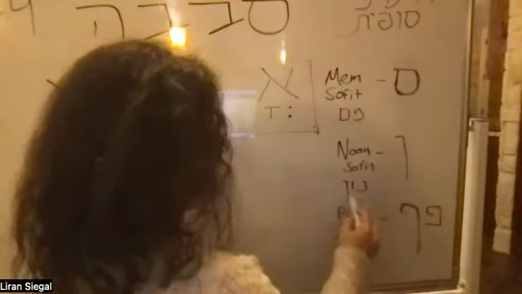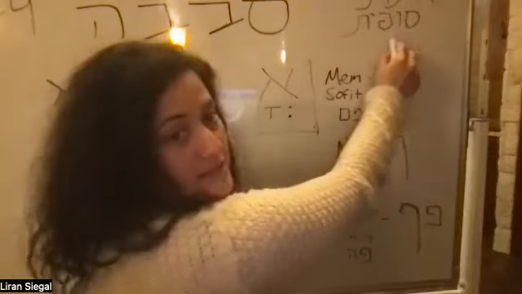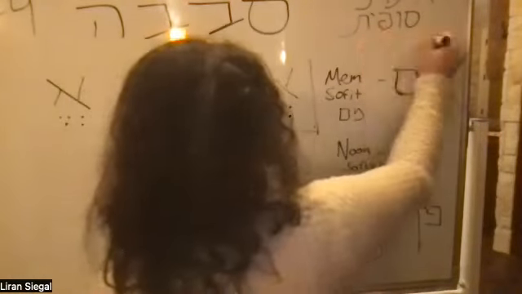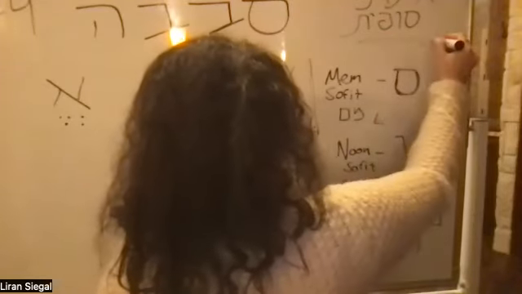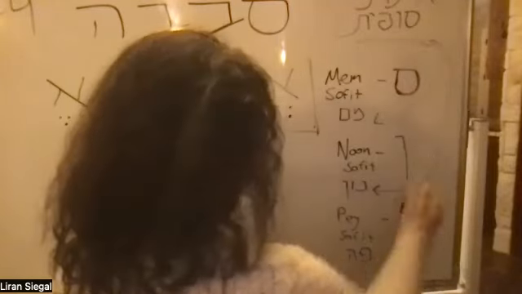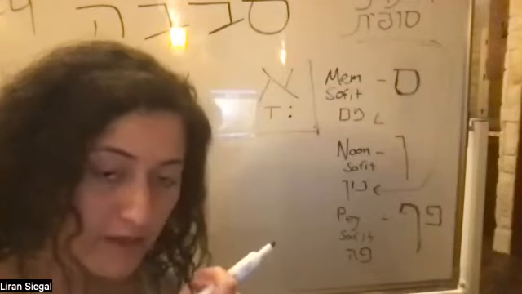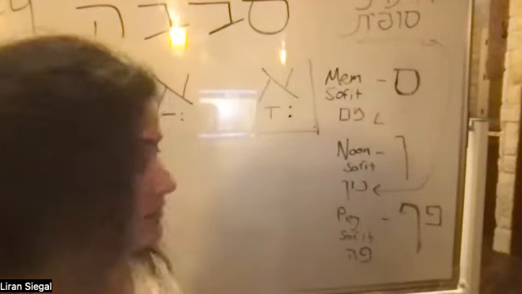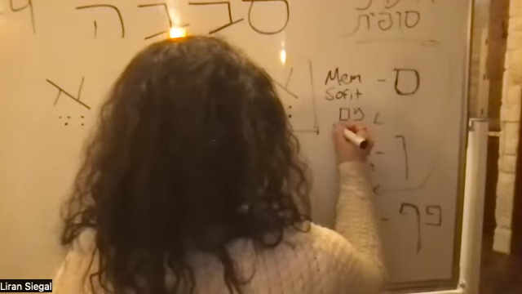Oh, and this is right. This is how you write noon, this letter, but you add this underneath the noon, so it would be mem sofit. It would be noon sofit. It would be tzadik sofit. They go after that letter. So just an example, sofit. That's how you say these letters.